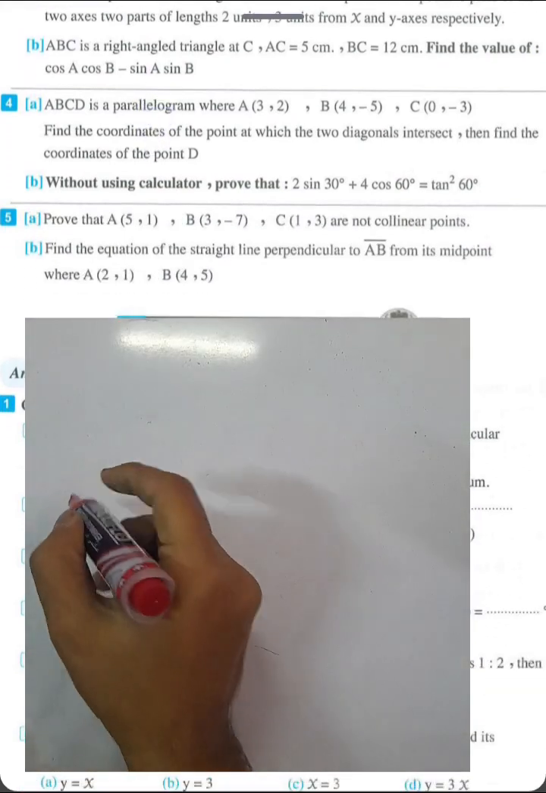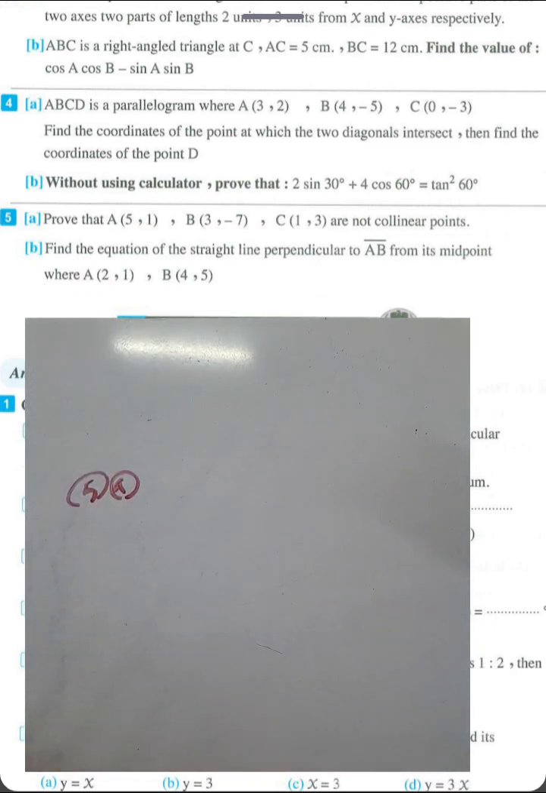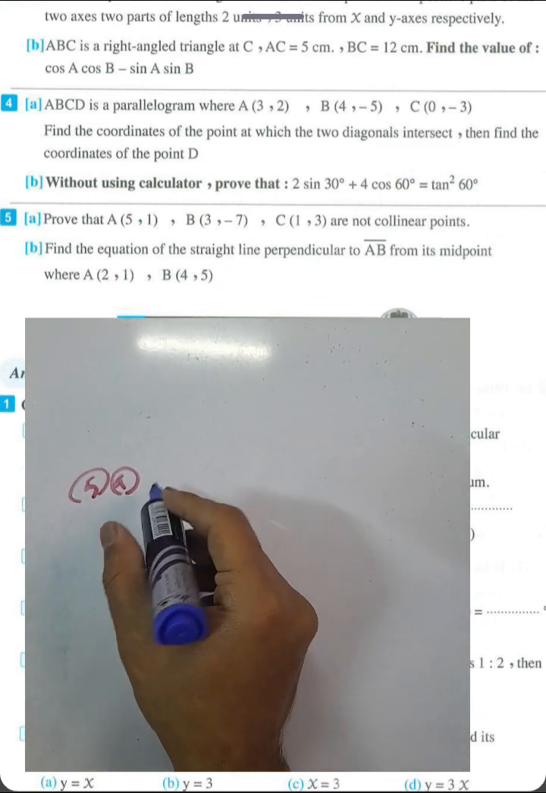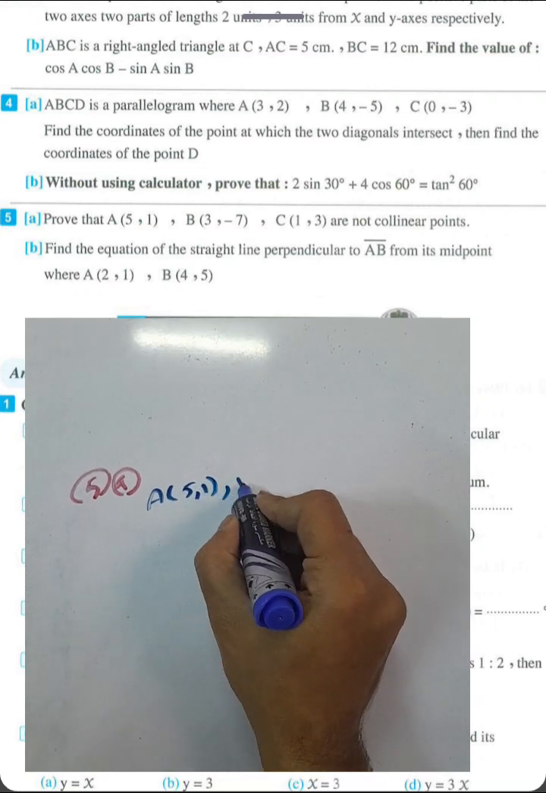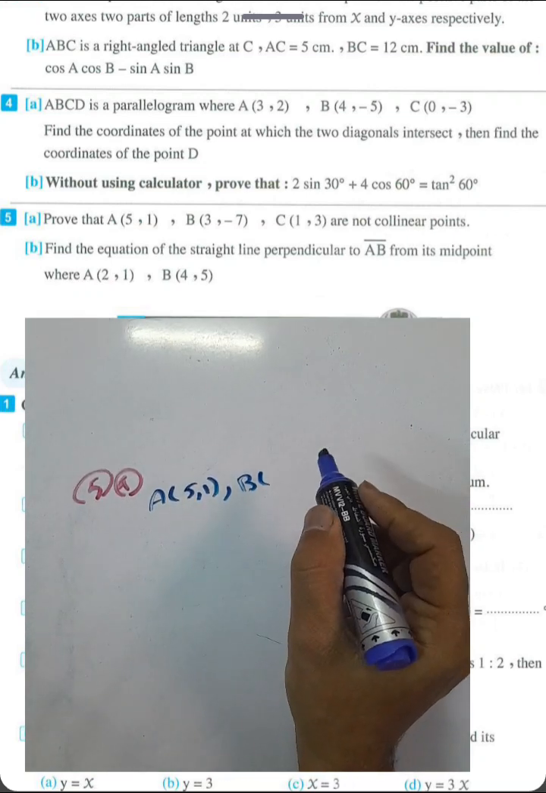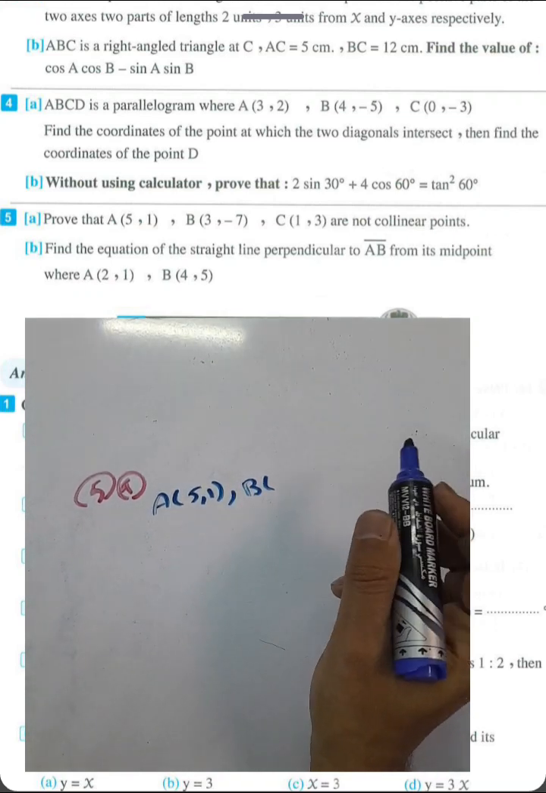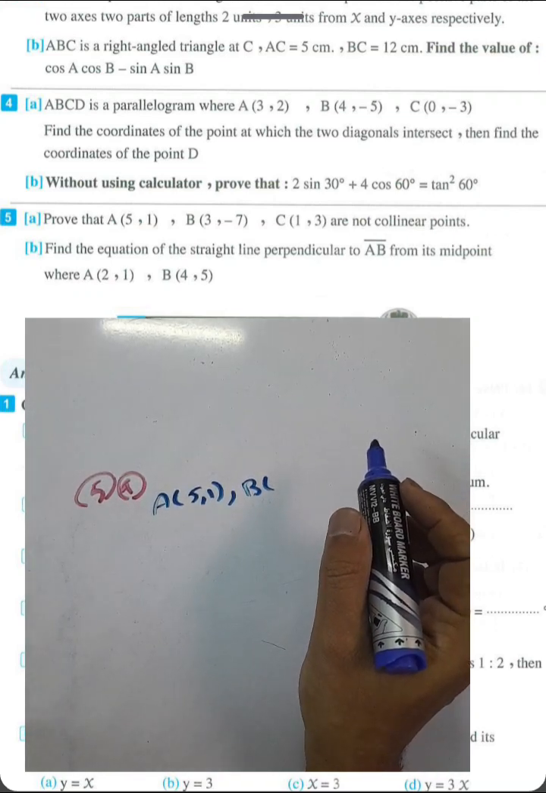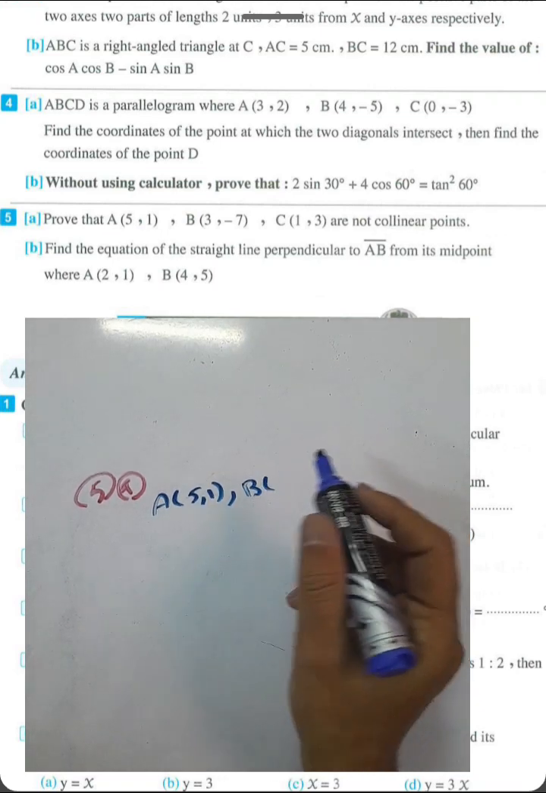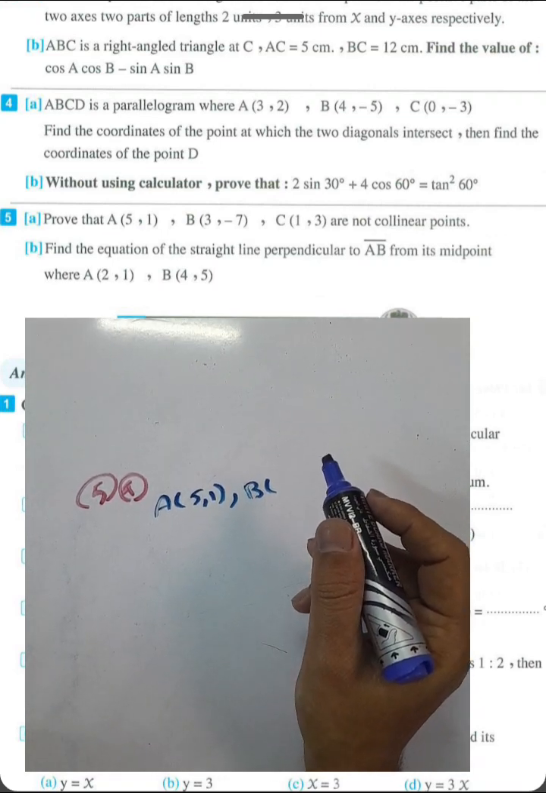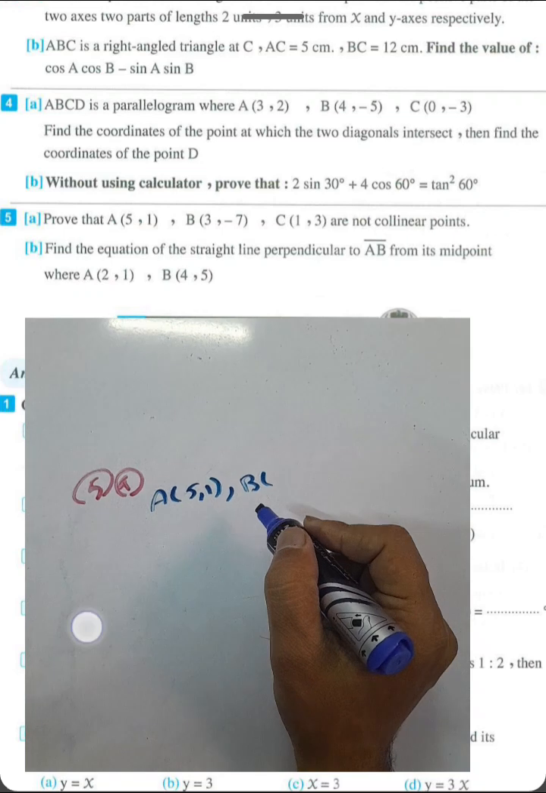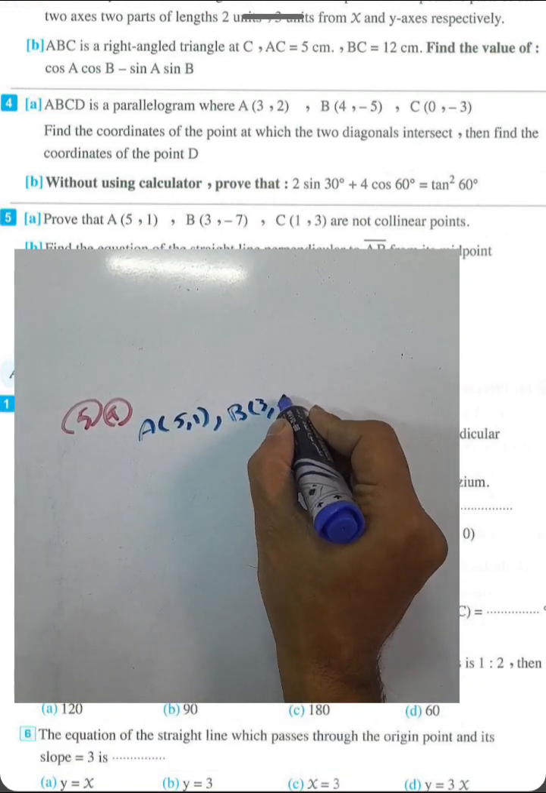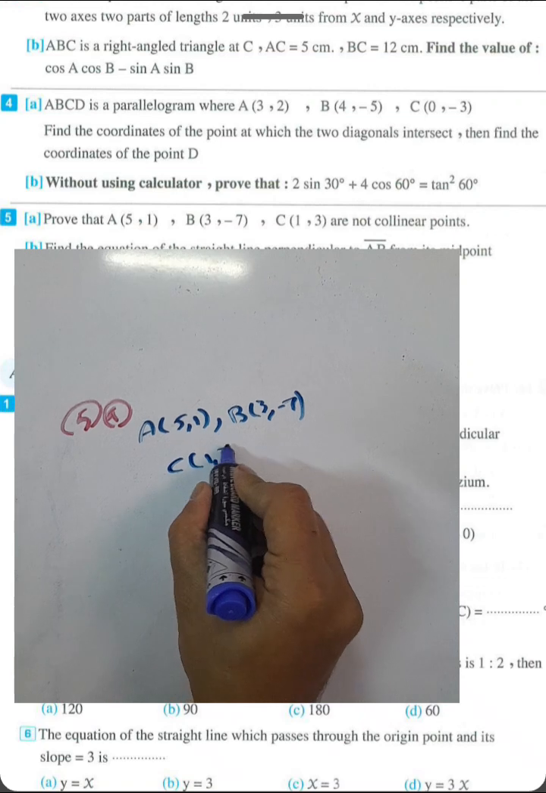Question 5, letter A. Prove that A, B and C are not collinear. Not collinear means, if you want to find the slope of AB and BC, and they are not equal, then the points A, B and C are not collinear. If the slopes of two straight lines are not equal, it means the 3 points are not collinear. We have A (5, 1), B (3, -7), and C (1, 3).